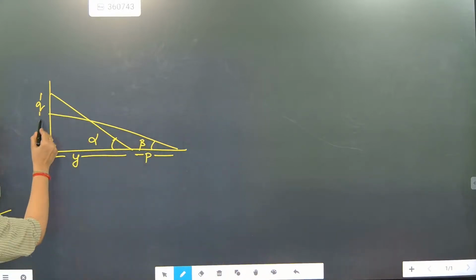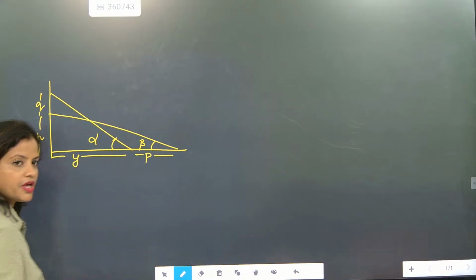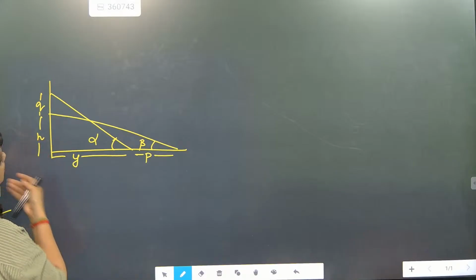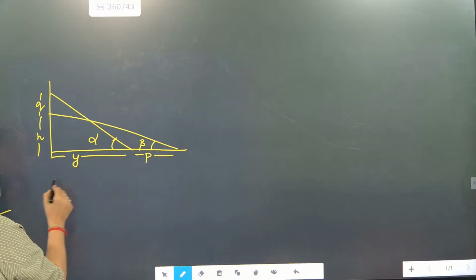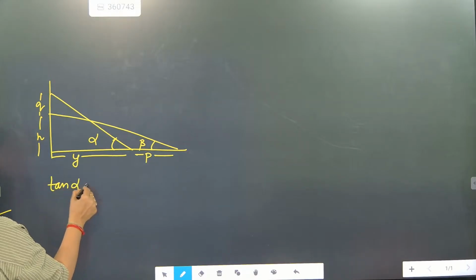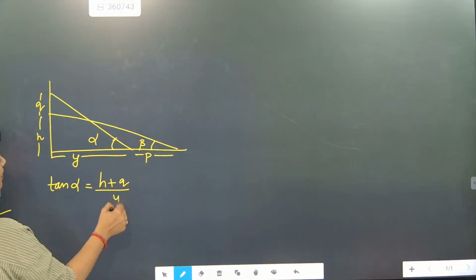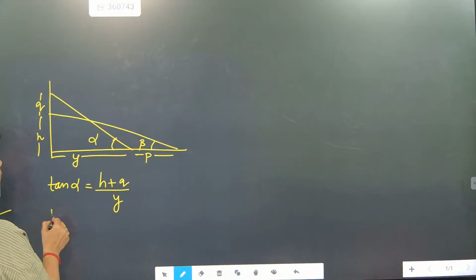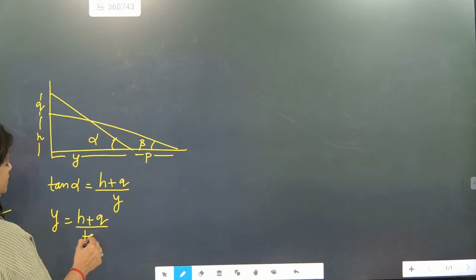So this part we will take as height h. So here elimination will be done of h. Okay. So here one time we will take the ladder distance or tan, after that we will convert it into sin and cos. So first, tan alpha is equal to h plus q by y. Done. So tan alpha is equal to h plus q by y. So y will be equal to h plus q by tan alpha.